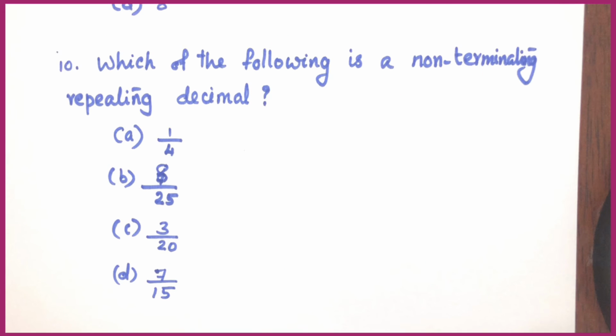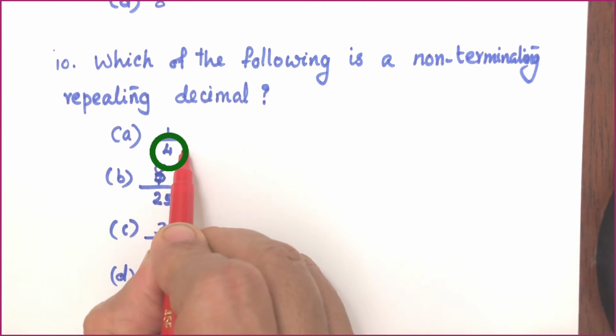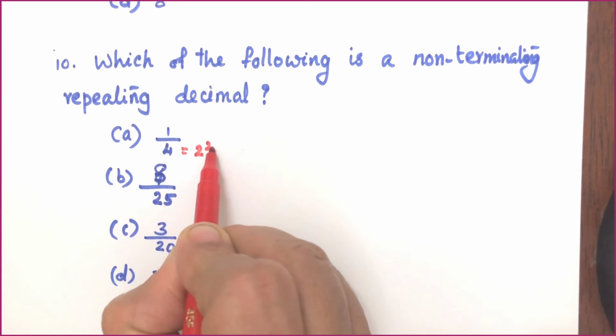10th question. Which of the following is a non-terminating repeating decimal? This is very easy. Factorize the denominator. If the denominator has factors only 2 or 5 or 2 and 5, we can say terminating. If the denominator contains any other prime numbers, then that decimal will be a non-terminating repeating decimal. Here look at the first option. Denominator is 4. Prime factors 2 and 2 or 2 square. The prime factor is only 2. So we can say this is a terminating decimal.